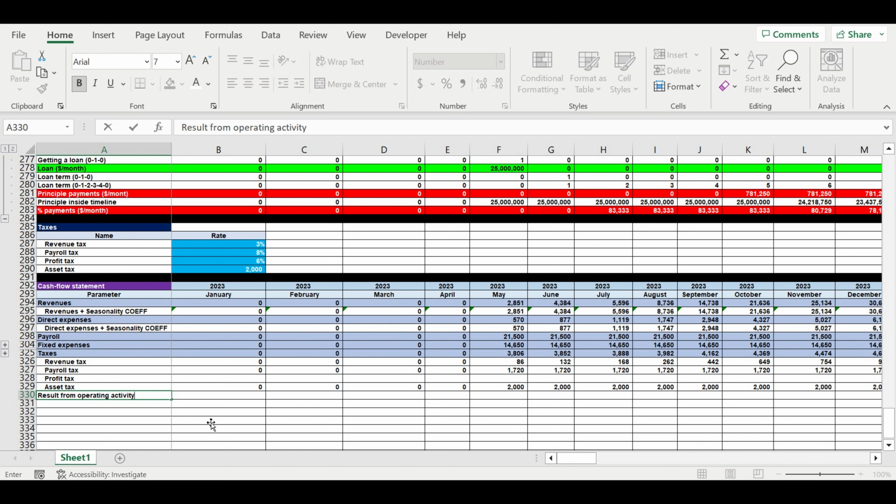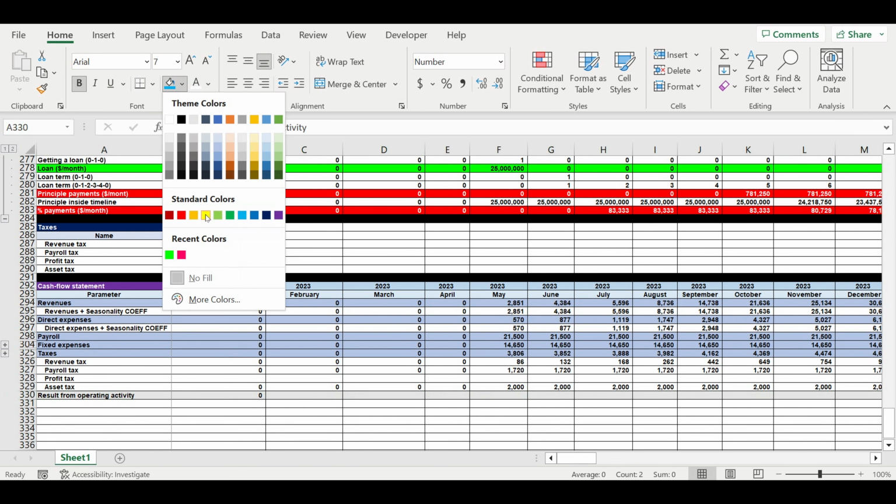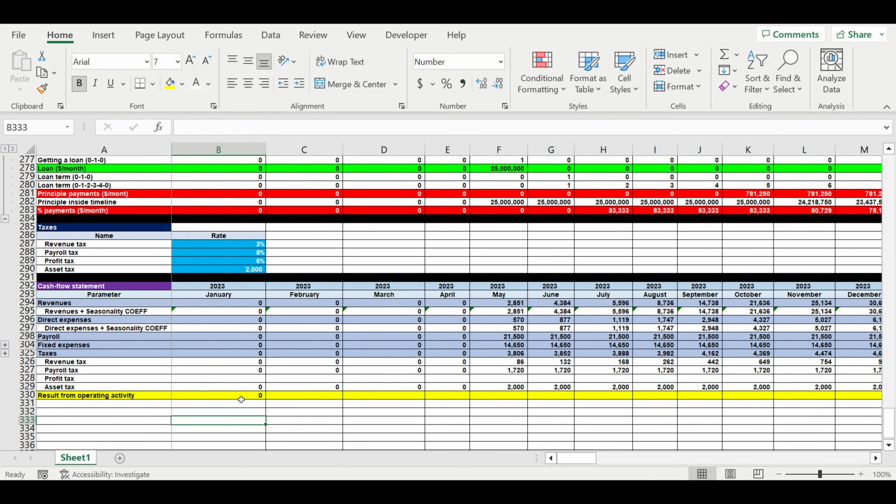So this is how your business idea performs when you take revenues minus direct expenses minus payroll minus fixed expenses minus taxes, all expenses but loan. So this is the net breadth of your business idea. So let's color this line yellow. So this is the end of the first big part of the cash flow statement.